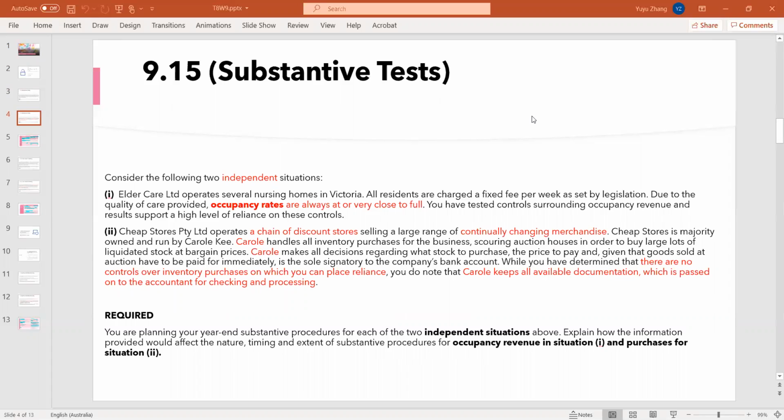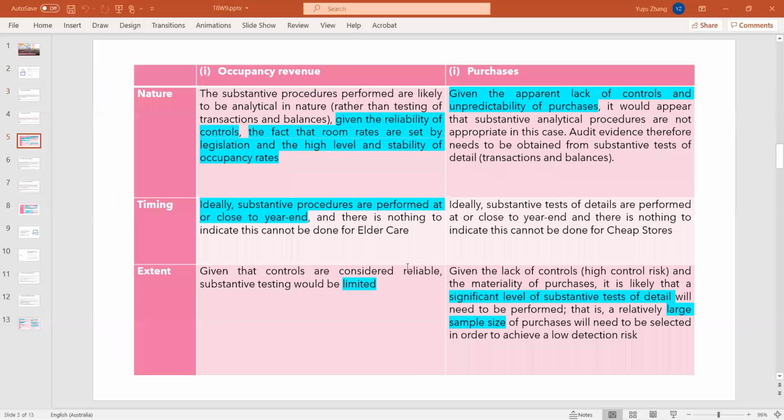For any question, I would suggest you highlight the key information, as I have done here on the screen. Then you probably need to analyze the question by yourself. So what has been the impact of those two cases on the occupancy revenue and also purchases with regard to nature, timing, and extent?